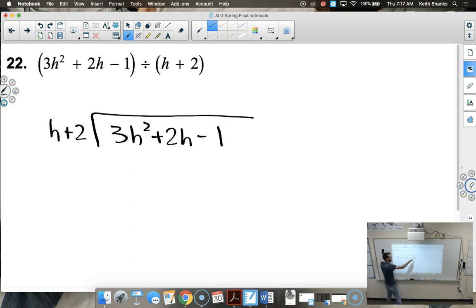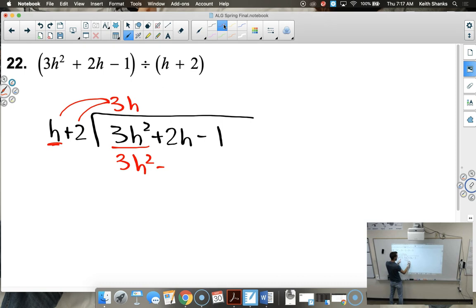So in this problem, we're going to ask ourselves, what do I have to multiply h by to get 3h squared? That would be 3h. So I end up with 3h squared. And I multiply this to both of these guys, and I end up with plus 6h. Okay. I'm going to change my sign here so that these are going to cancel out, and I end up with negative 4h. I'm going to bring down my 1, minus 1.